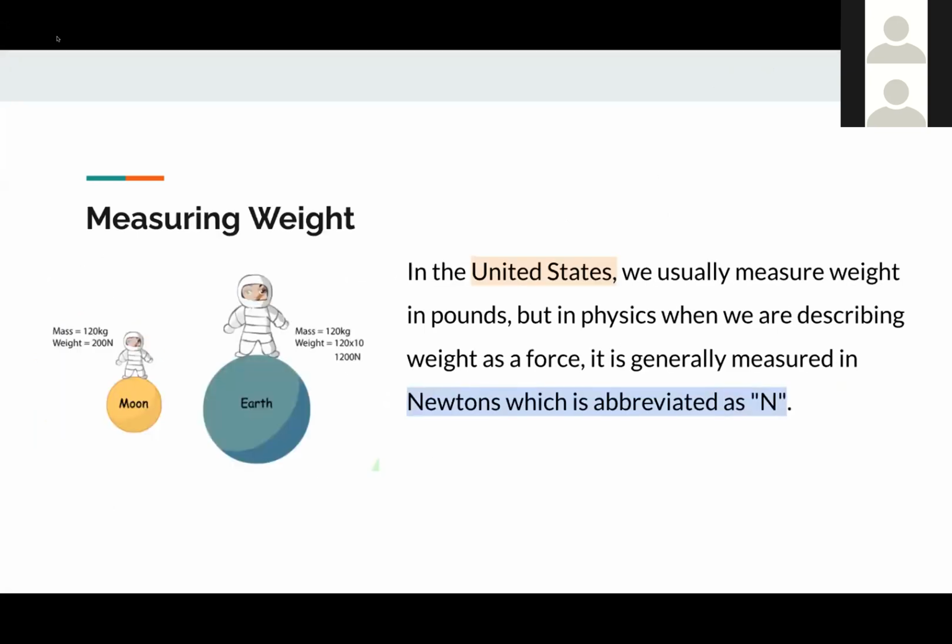So next is measuring weight. In the United States, we usually measure weight in pounds, but in physics, when we are describing weight as a force, we are generally using newtons, which is abbreviated as N. And I think I went over this before, I'm not sure.